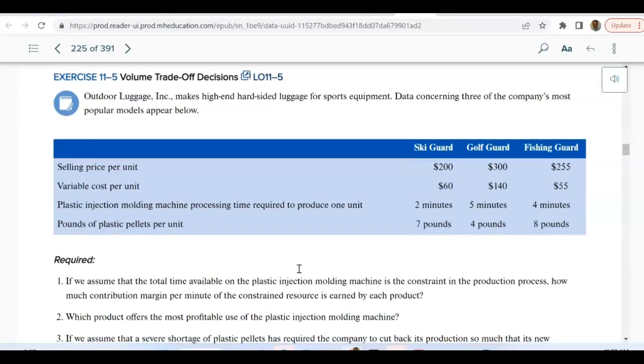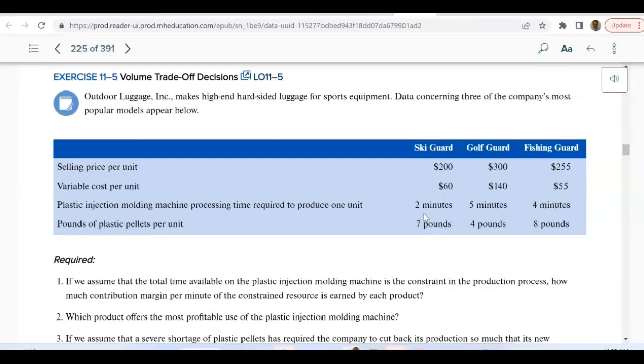It says the company makes high-end hard-sided luggage for sport equipment. Data concerning 3 of the company's most popular models appear below. So we have ski guard, golf guard, and fishing guard. Selling prices are given, variable costs are given.